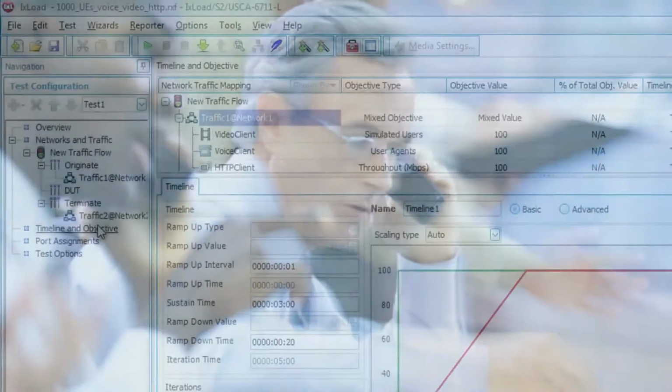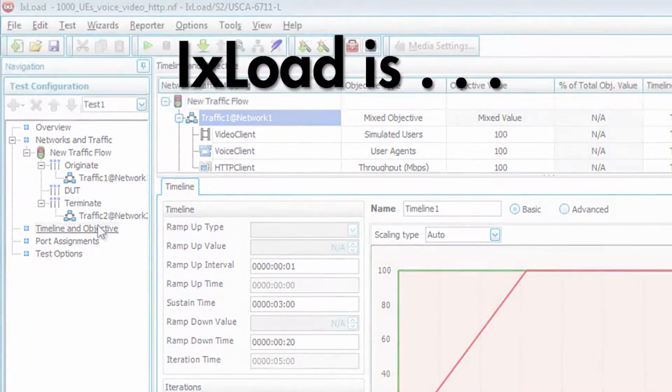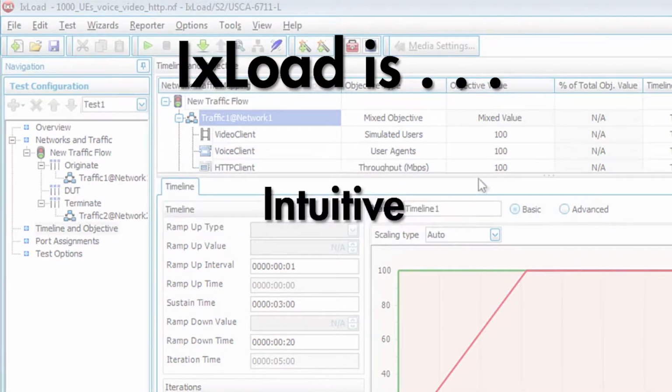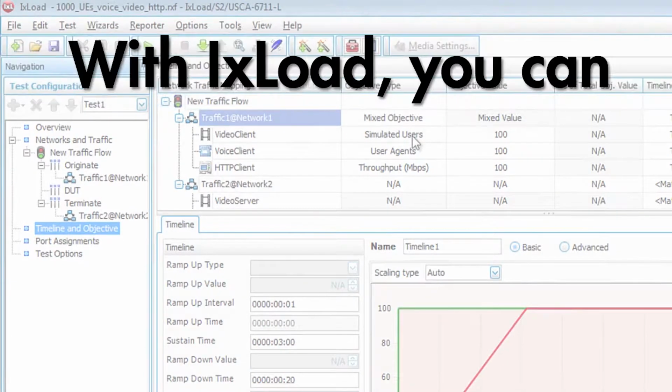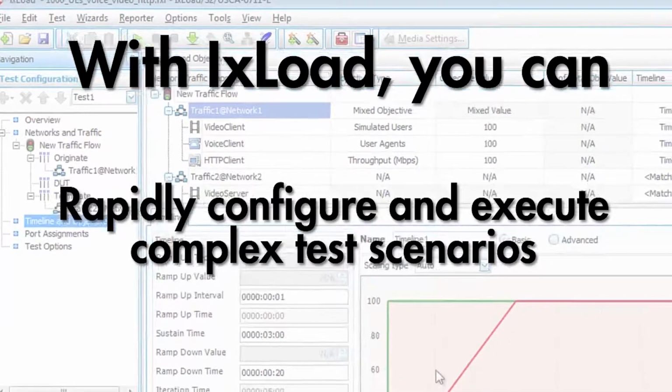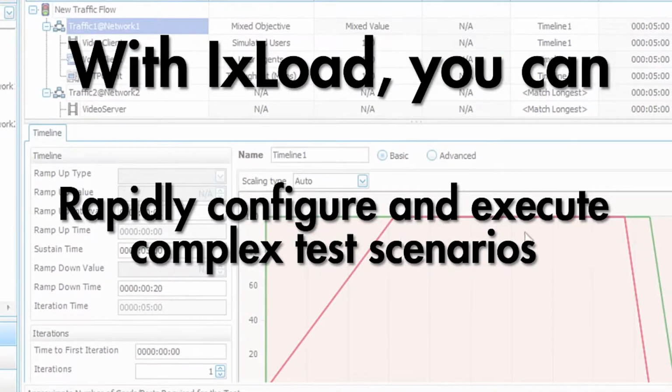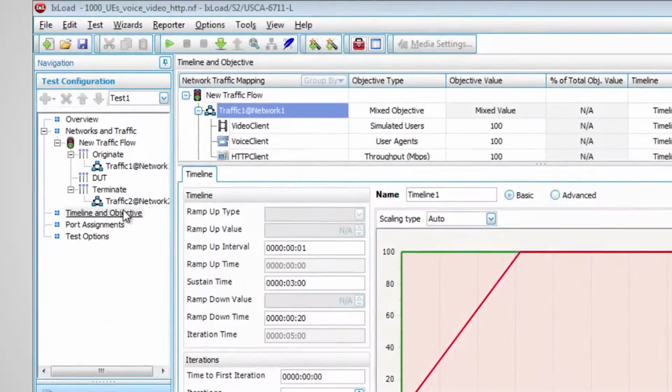The complexity of wireless networks is difficult enough for organizations to deal with. Test system ease of use is imperative. The IxLoad test paradigm is intuitive and user-friendly. Testers think in terms of subscriber types and the services they will use. Ixia's subscriber and service focus provides the ability to rapidly configure and execute sophisticated and complex test scenarios.